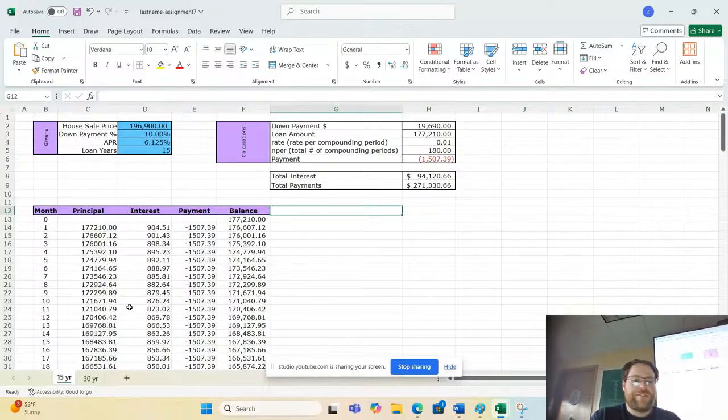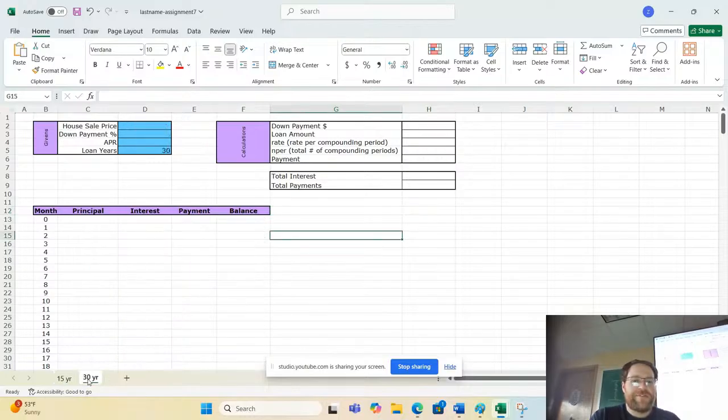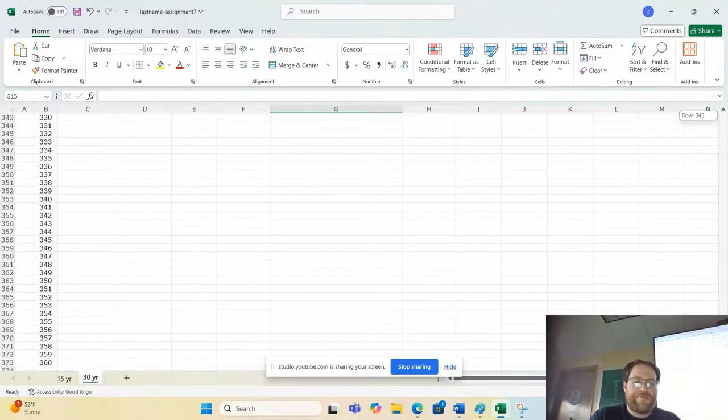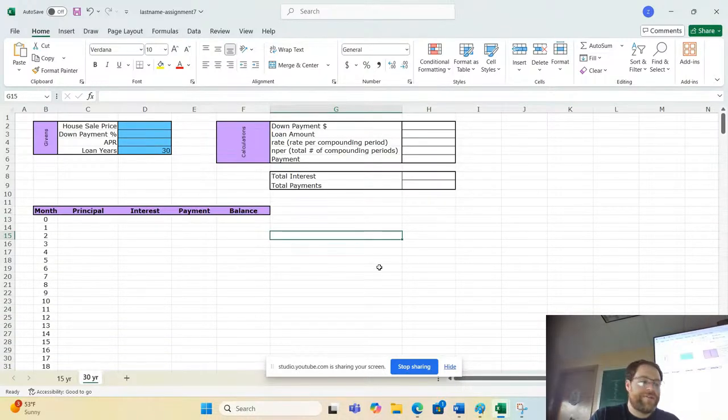Now, you will have to go through and do this process again for the 30-year mortgage. Exactly the same setup, except you're going to have more months to do this for instead of 180.